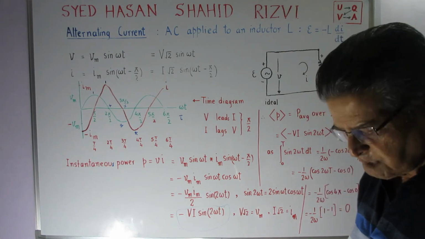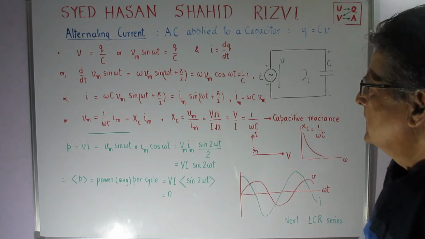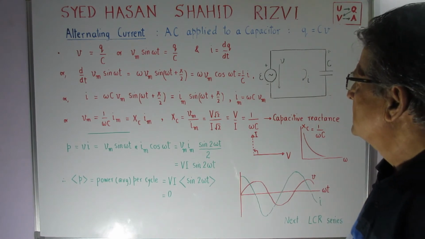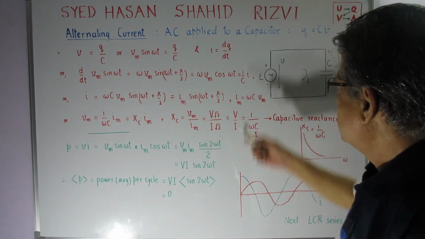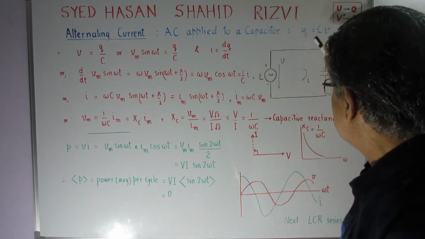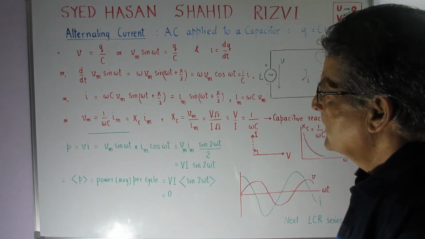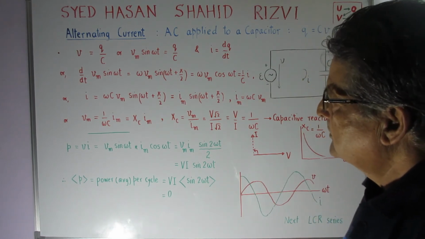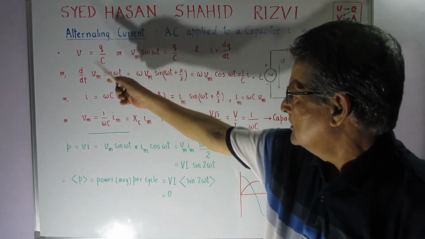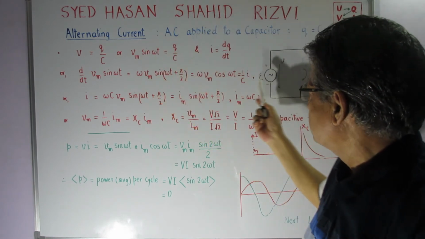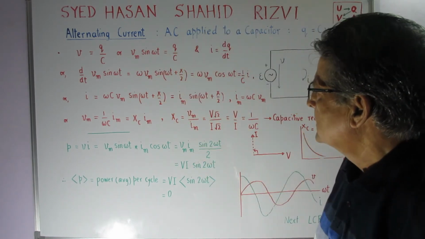Now next we apply the AC to another very important element, our friend the capacitor. Next we take up the sister of the inductor, the capacitor, for which the famous formula is Q is equal to CV. So we can write V is equal to Q upon C, or Vm sin of omega t that we apply over here is equal to Q upon C.